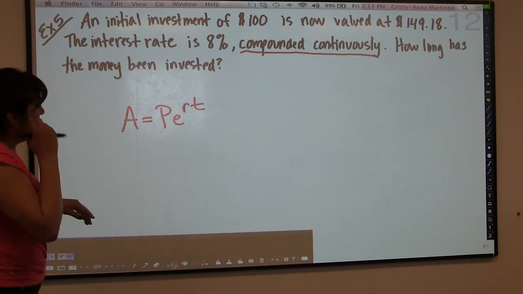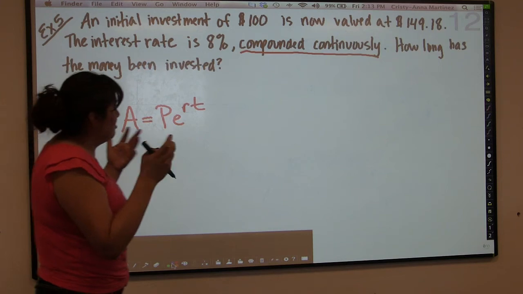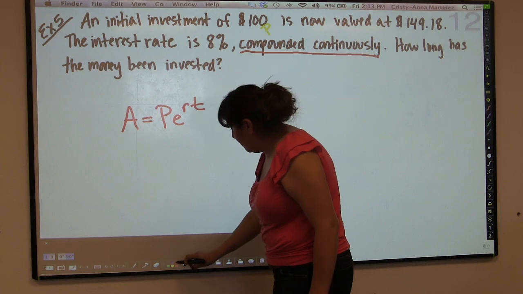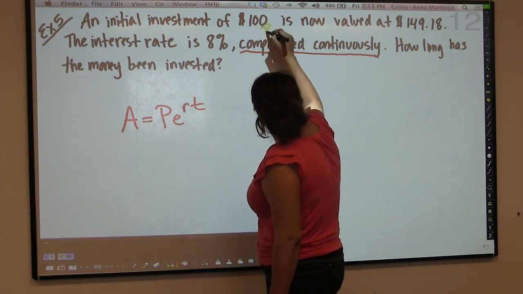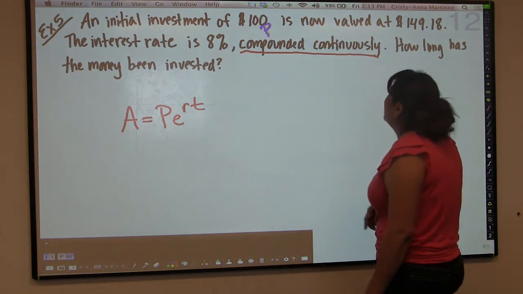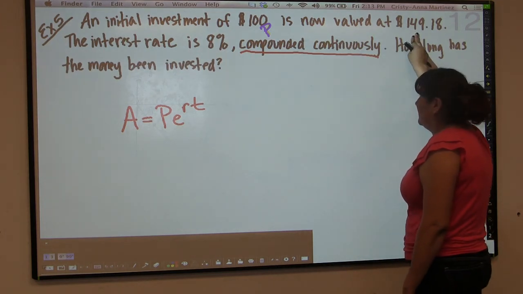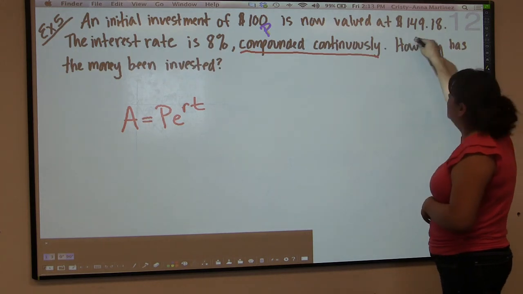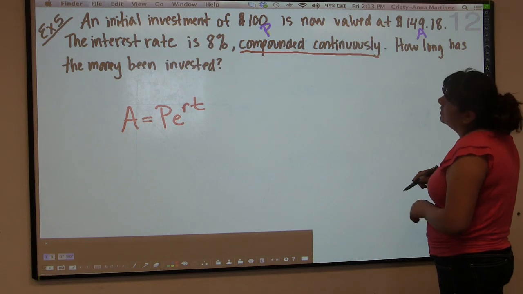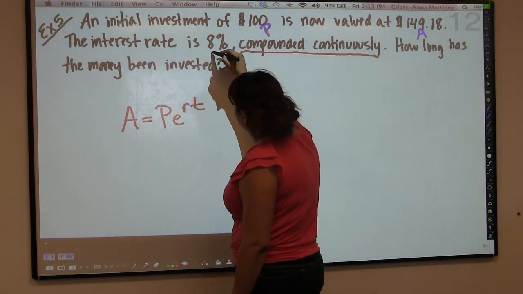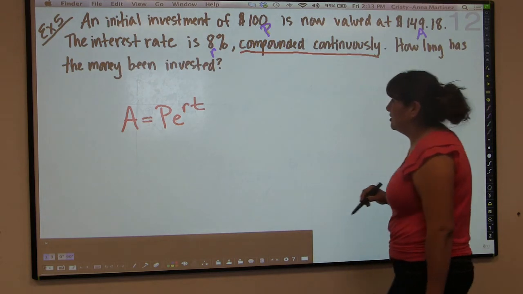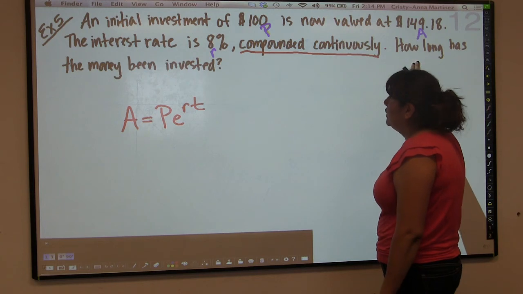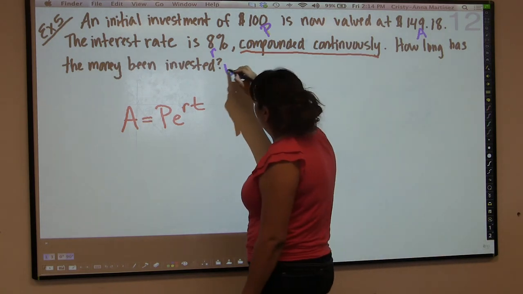So an initial investment of $100. Initially, the principal amount of this investment, so that's P. But now it's valued at 149.18. So it was 100, and now the amount in the account is 149.18, so we're going to call that A. The interest rate is 8%, so there's my R. It's compounded continuously, so I'm going to be using the e. And it's asking how long the money has been invested, so they want me to find T. T is my variable.